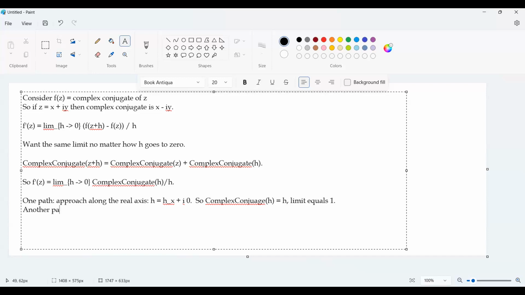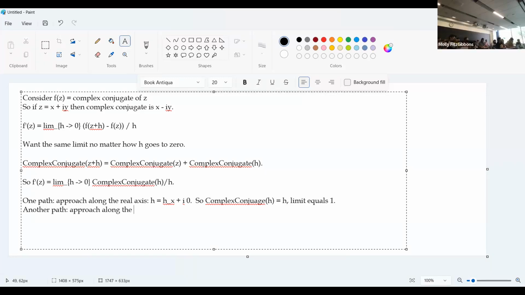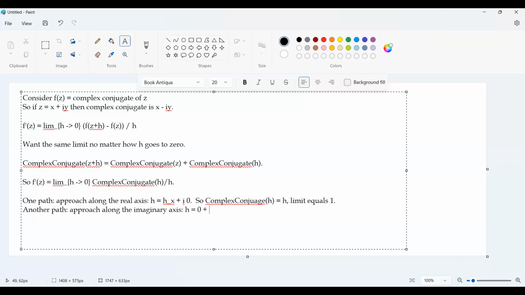Can somebody give me another path? From the imaginary line? Yeah, imaginary. So now h is going to be 0 plus i times h_y. The complex conjugate of h is going to be negative i h_y. Right? So what is the limit going to be now?